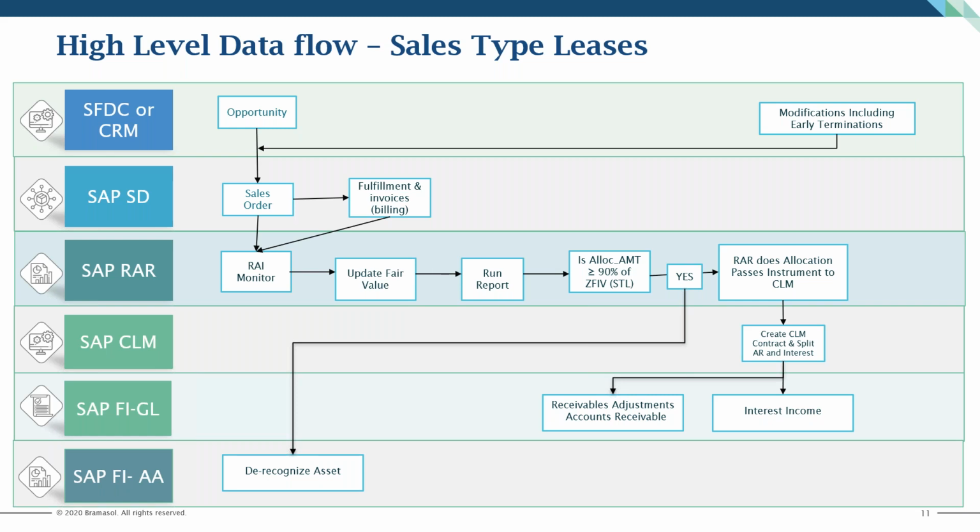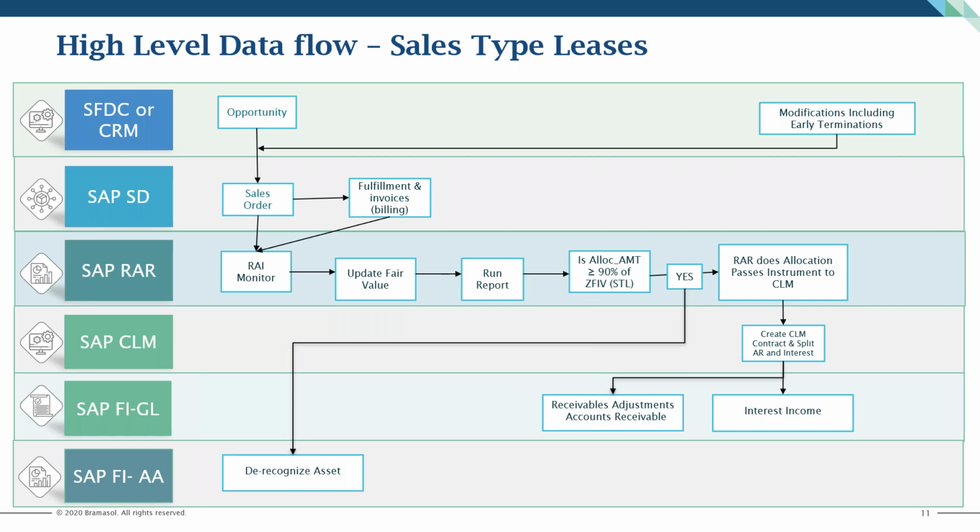This is kind of a classic integration that we talked about earlier in action. Realistically, what's happening here is you've done the separation between the instrument and the service. Now the instrument fair value is passed on to CLM, and CLM uses that information to create a CLM contract with the customer. That's basically a lessor contract that's created in CLM.